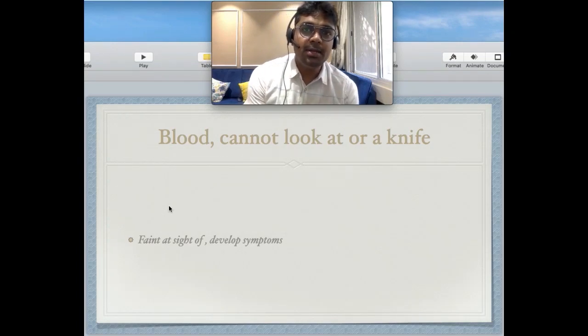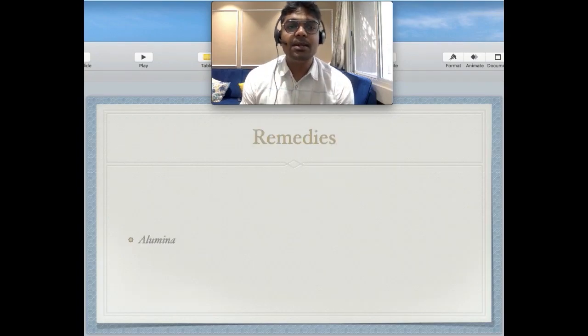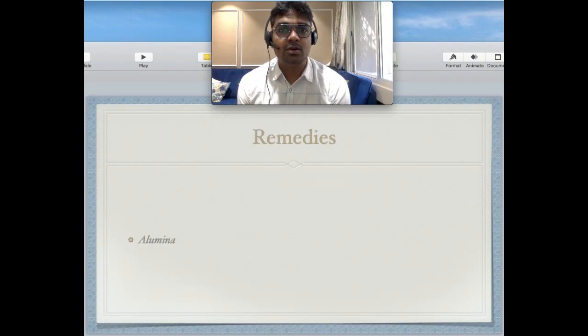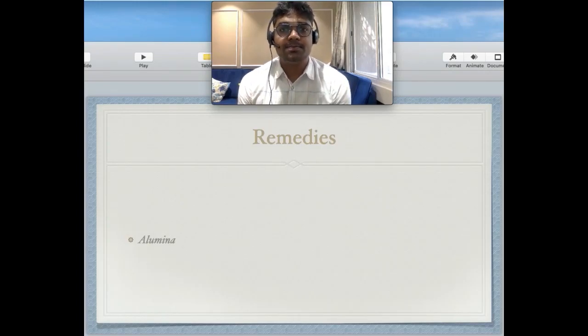So what is the remedy in this rubric? There's only one remedy that Dr. Kent gives in his repertory, and that is Alumina.